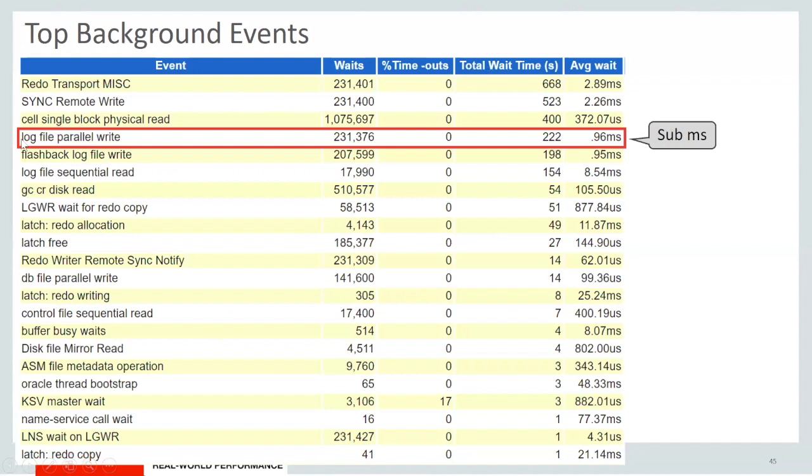In the background wait events, we see the log file parallel write, and it's performing sub-millisecond, 0.96 milliseconds. Well, okay, clearly log file parallel writes are not the issue.